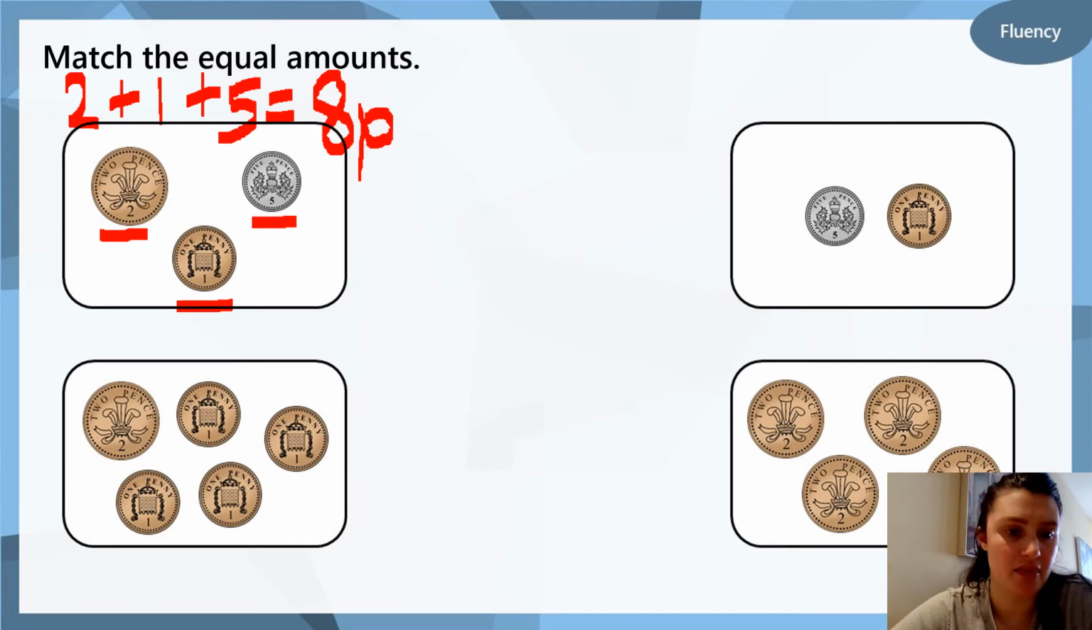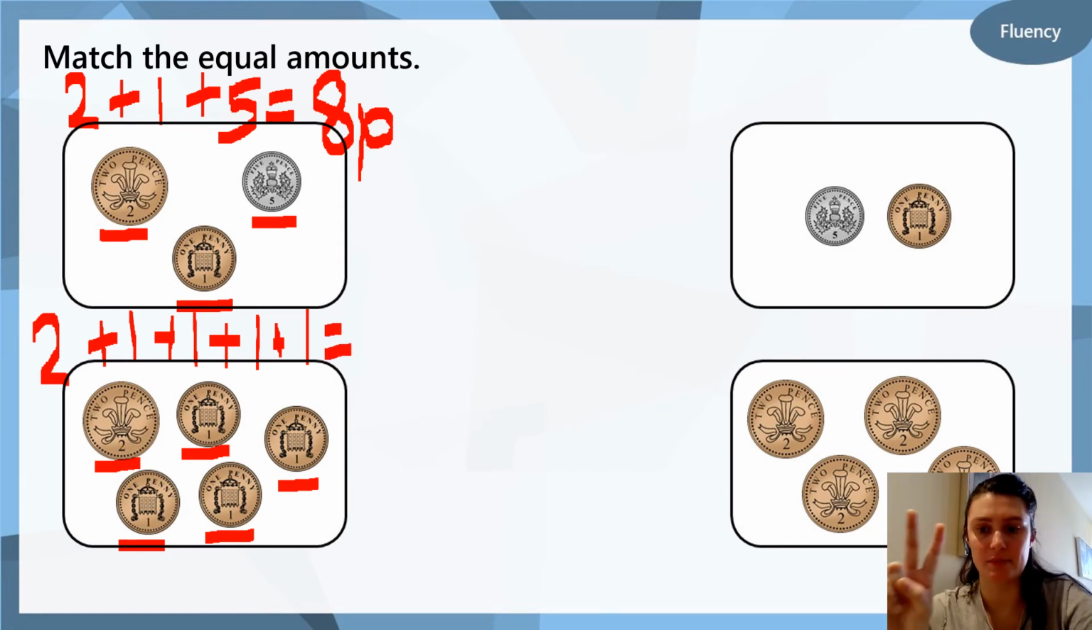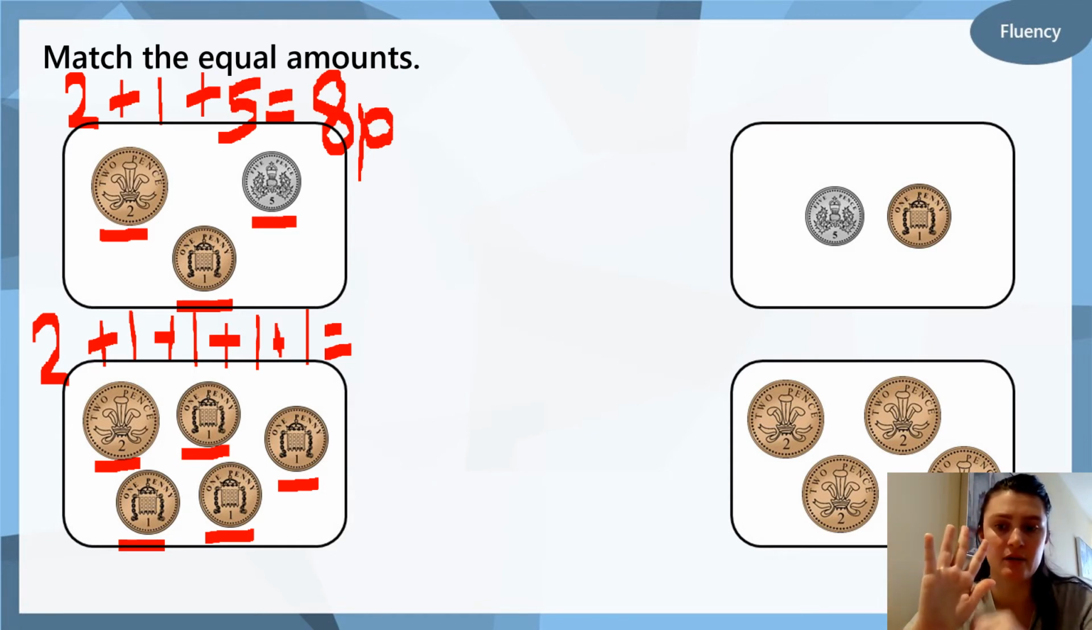Let's have a look at the one underneath. We have a 2, a 1, a 1, a 1, and a 1. This one will be a bit easier to add. We have 2 plus 1 plus 1 plus 1 plus 1. So we have 2 plus, well, just put a finger up for these ones. 2 plus 1 plus 1 plus 1 plus 1. How many do we have all together? Very good. We have 6p.